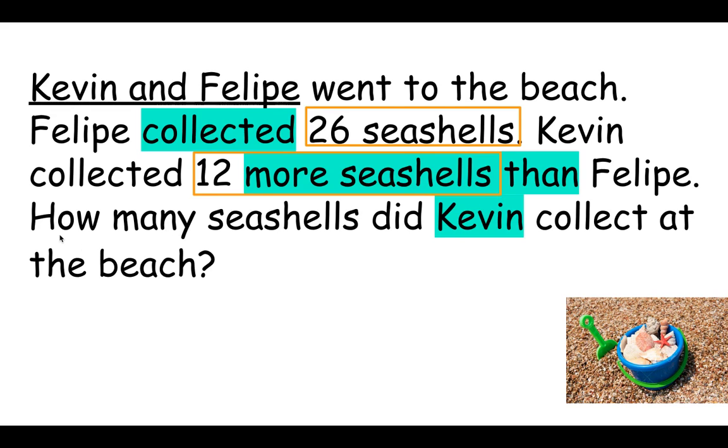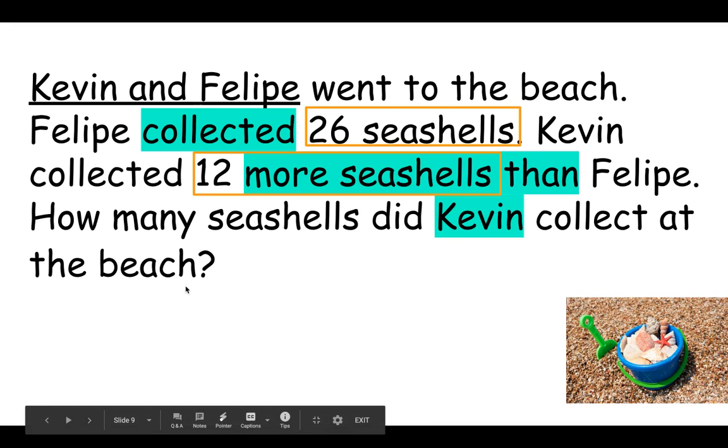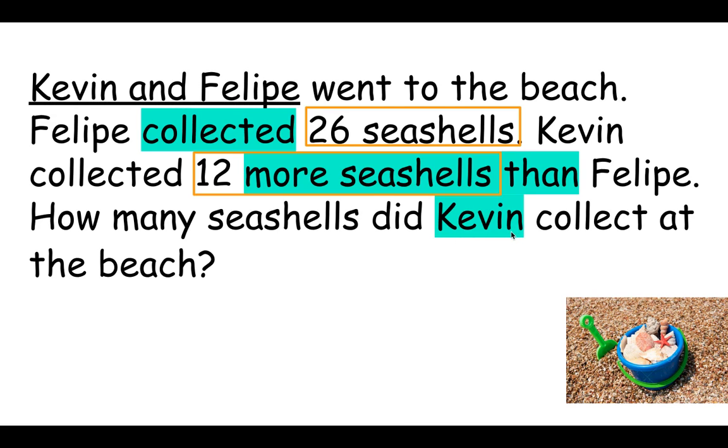And our question is asking us how many seashells did Kevin collect at the beach? So we want to focus on Kevin because we already know how many seashells Felipe collected. Felipe collected 26 seashells. And we know that Kevin collected 12 more seashells than Felipe, but we're trying to figure out the total amount that Kevin collected. So again, this is an addition problem.